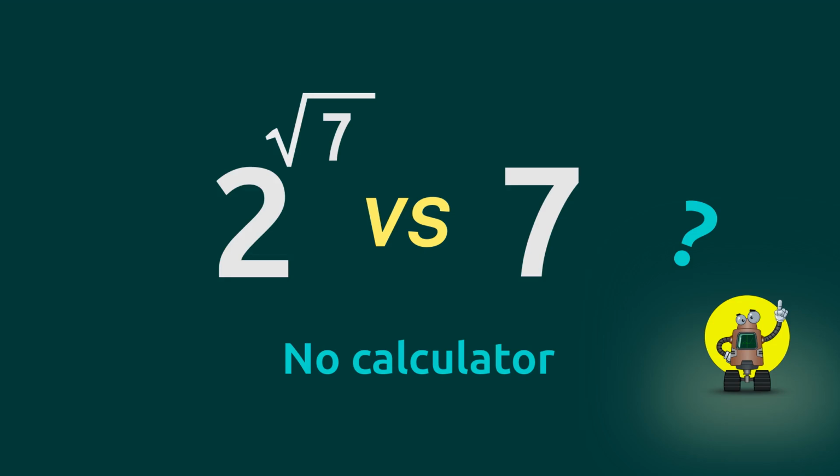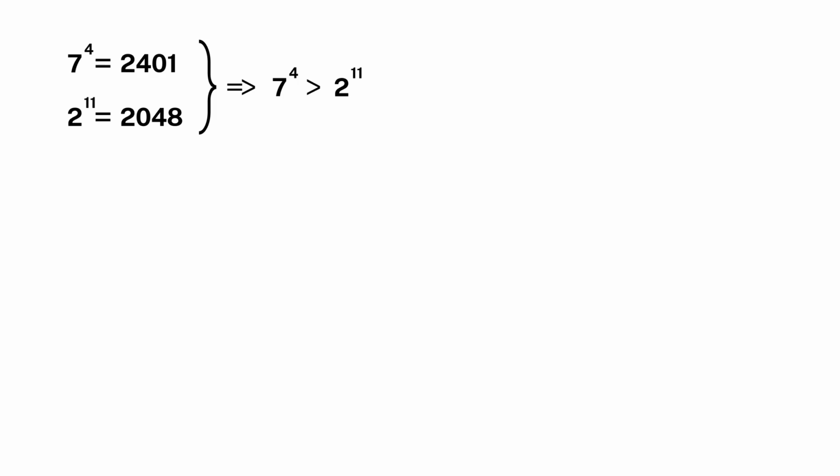2 to the power of root 7 versus 7. Let's solve it. 7 to the 4th power equals 2,401. 2 to the 11th power gives us 2,048. Therefore, 7 to the 4th is greater than 2 to the 11th power.